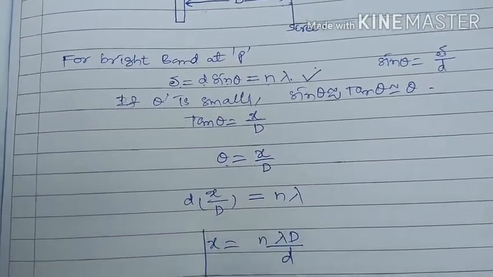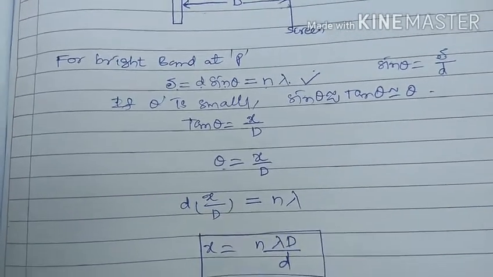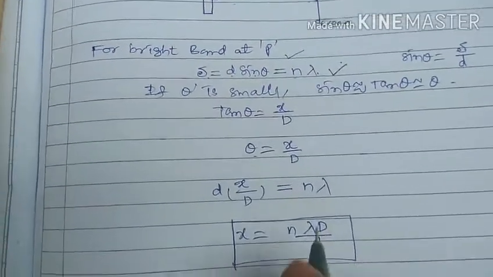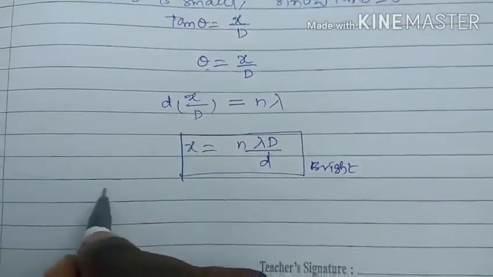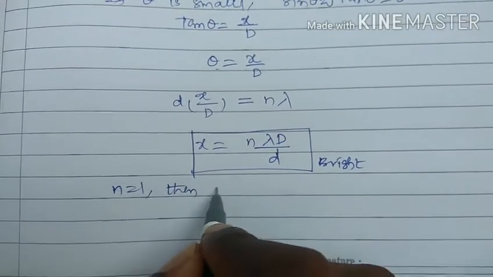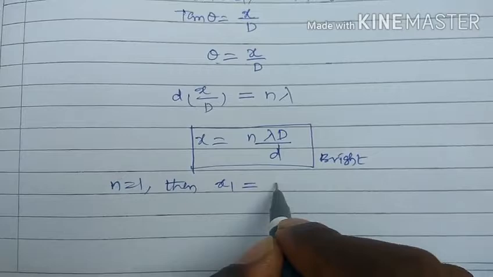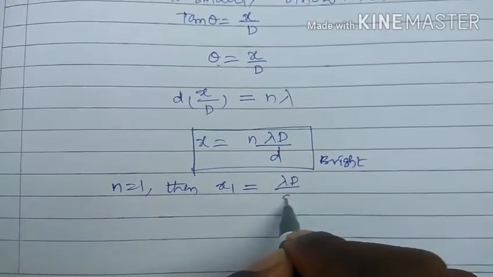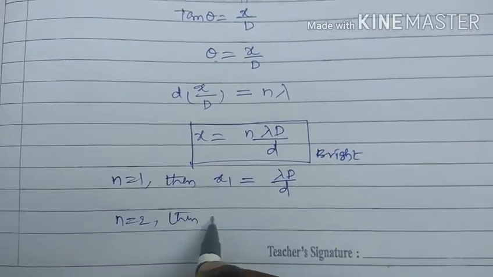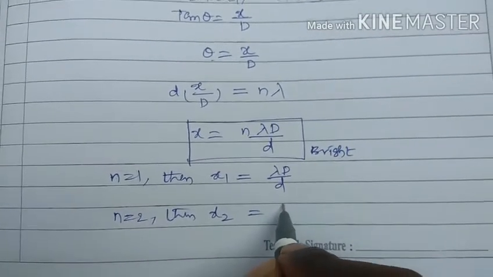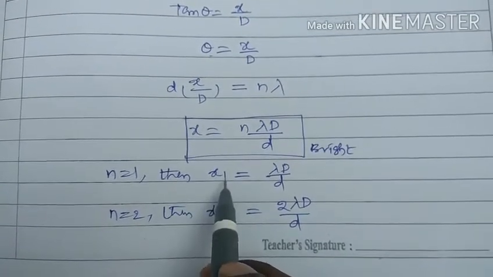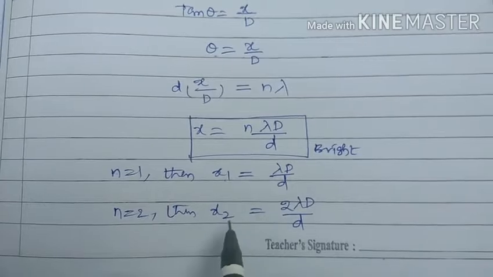So this is the position of the fringes formed for the bright bands. If n is equal to 1, then the band x1 is equal to lambda D by small d. If n is equal to 2, then x2 is equal to 2 lambda D by small d. So here these are the two bright bands, that is x1 band and x2 band.